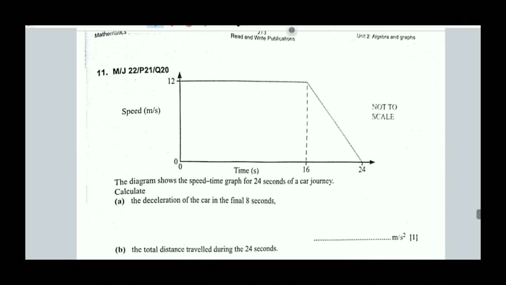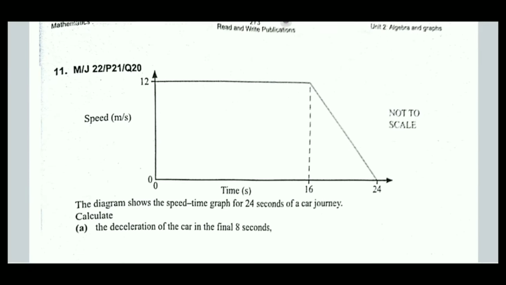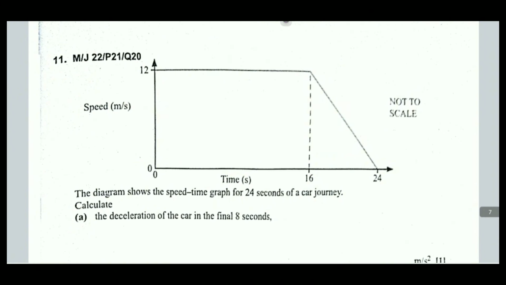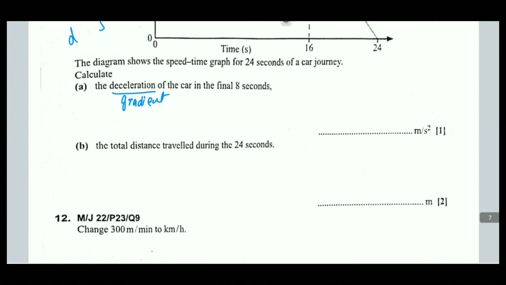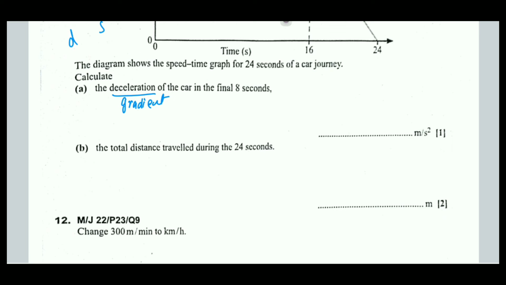Okay, next question: the diagram shows the speed time graph for 24 seconds of a car journey. Calculate the deceleration of the car. Here, deceleration means acceleration. From speed to acceleration, it means gradient. So the gradient you are going to find here will actually be your deceleration. We will not put a negative sign with the answer. Total distance here means area.